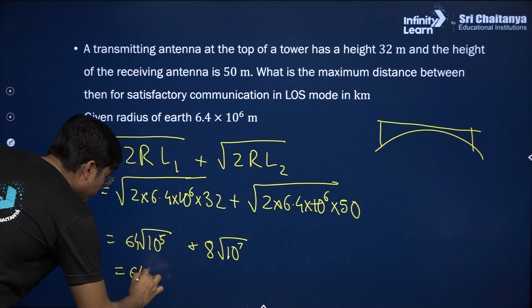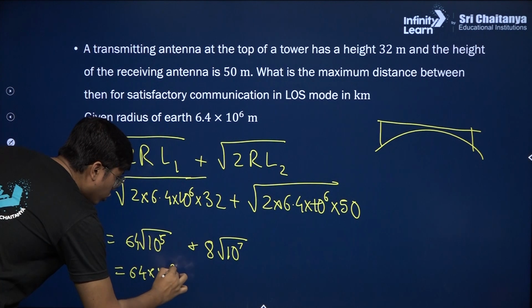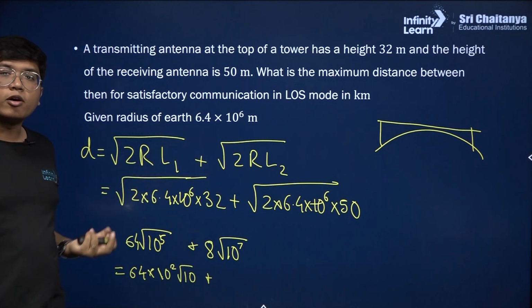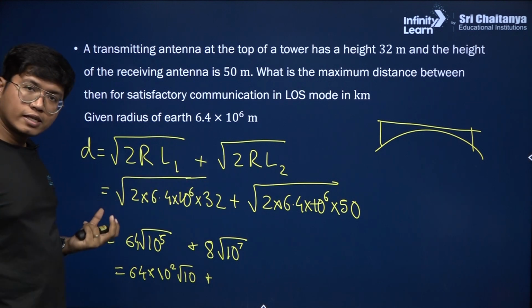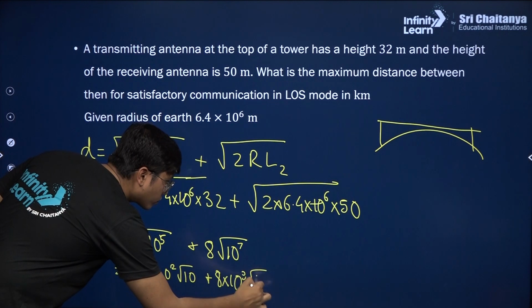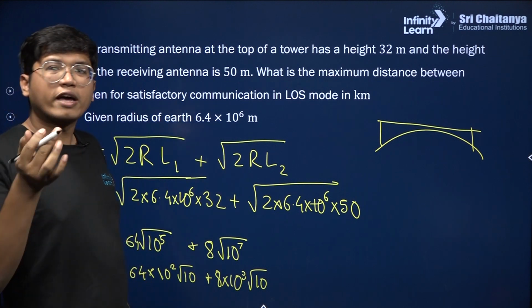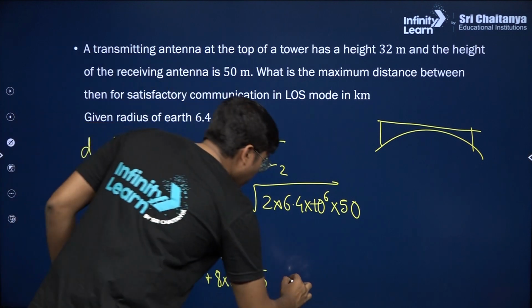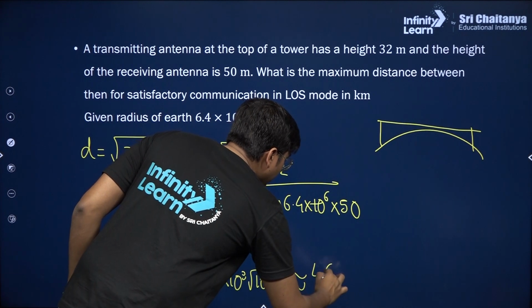This is 64 into 10 to the power 2 into root 10, plus from here you can extract out 10 to the power 3, because 10 to the power 6 you can group as 10 to the power 6 into 10. So 10 to the power 6 coming out would give you 10 to the power 3. So 8 into 10 to the power 3 into root 10. Again, put in the values of root 10. You can split root 10 into root 2 into root 5, and proceed accordingly as well. And the final answer to this you should be getting as 45.5 kilometers, which would be approximately 46 kilometers.